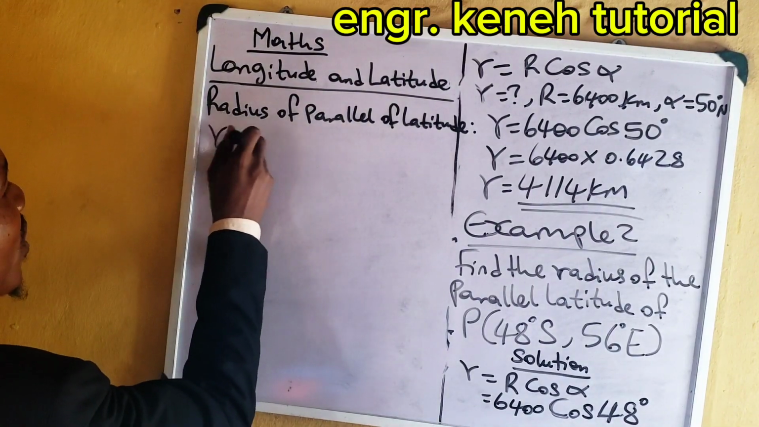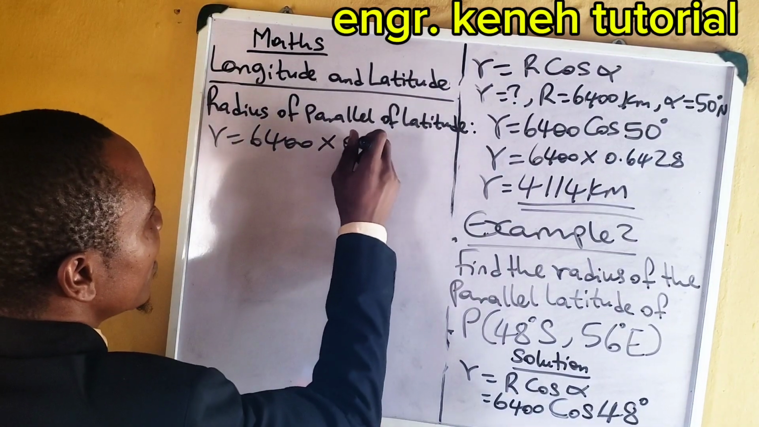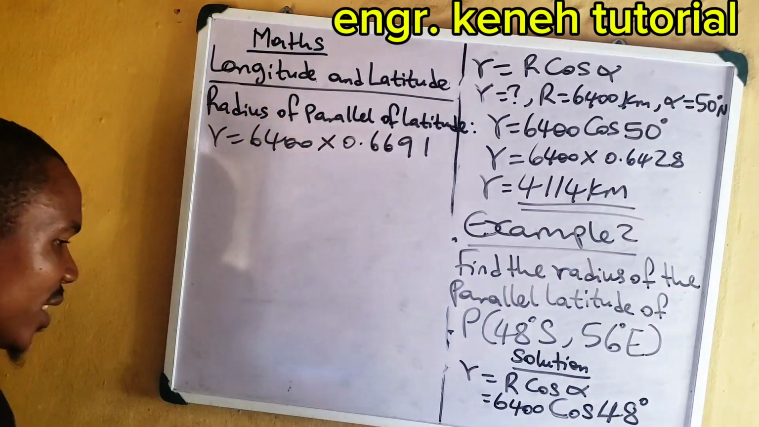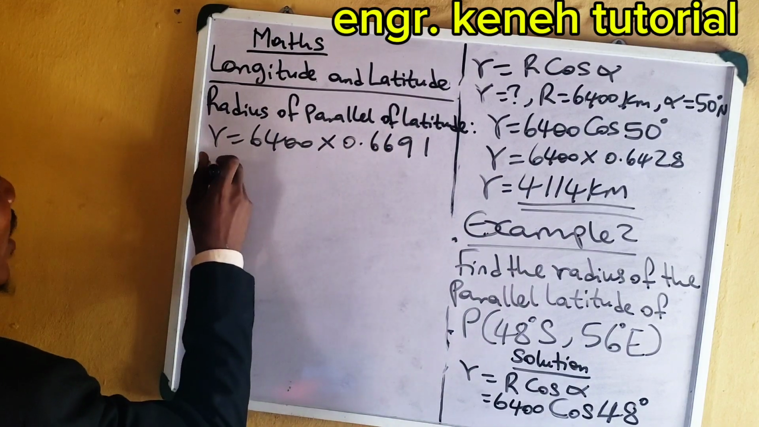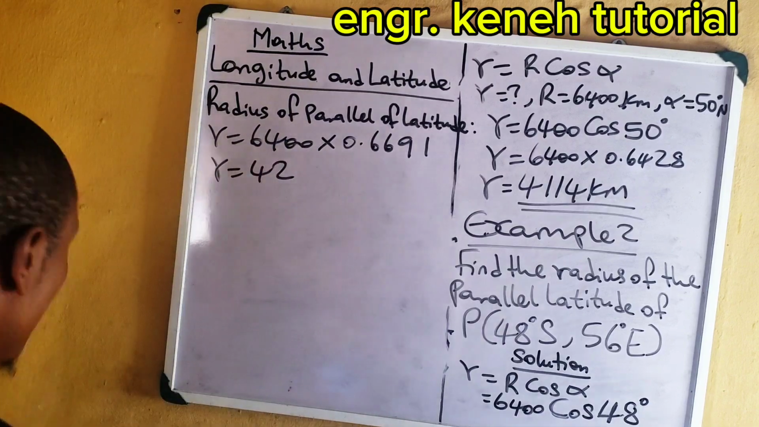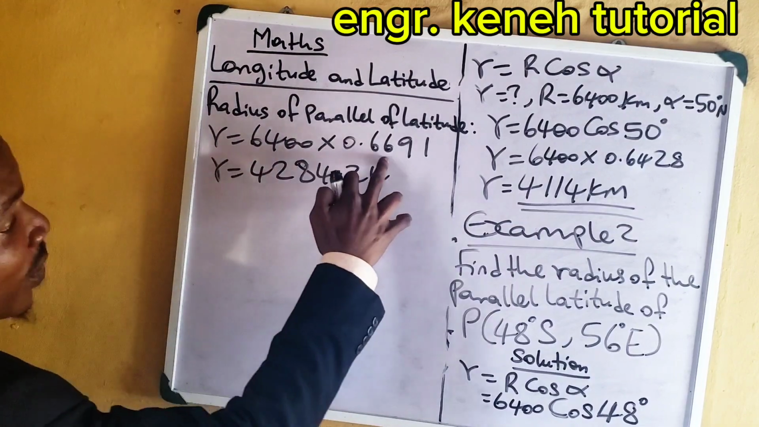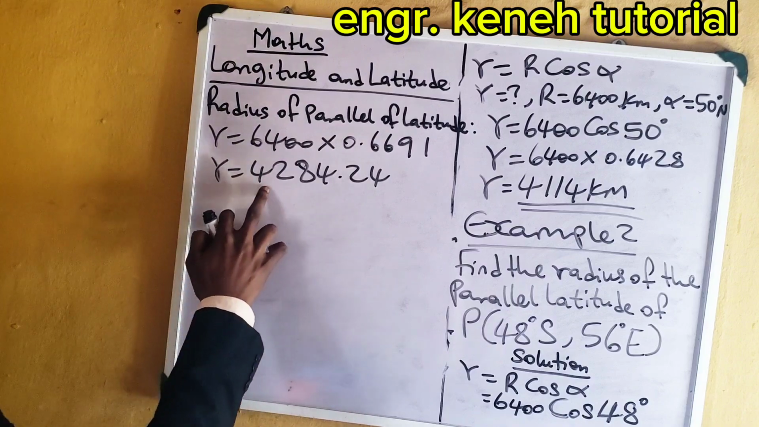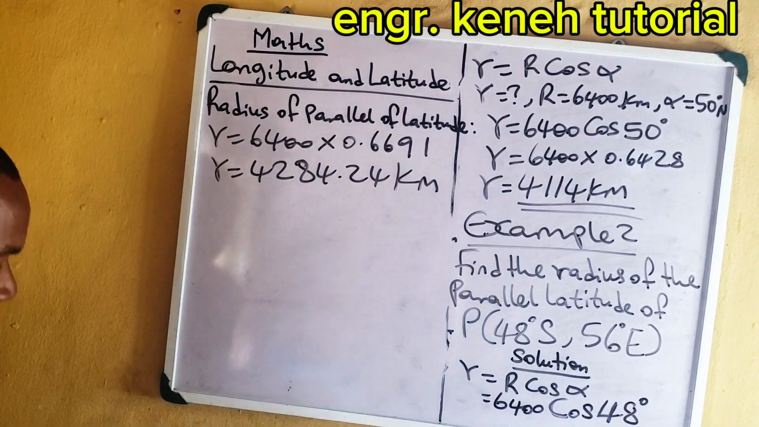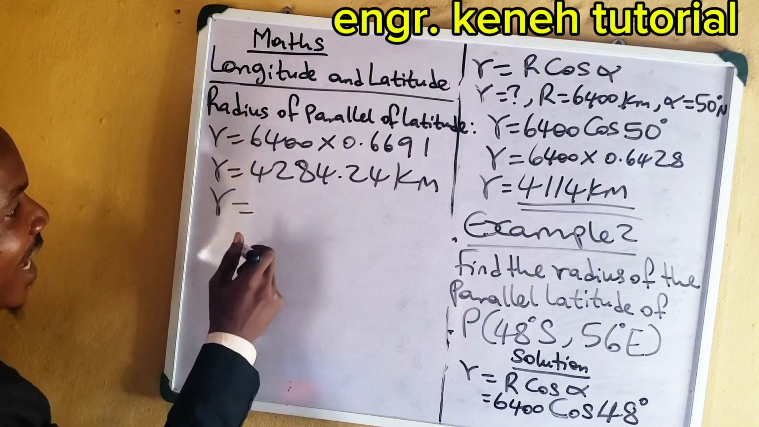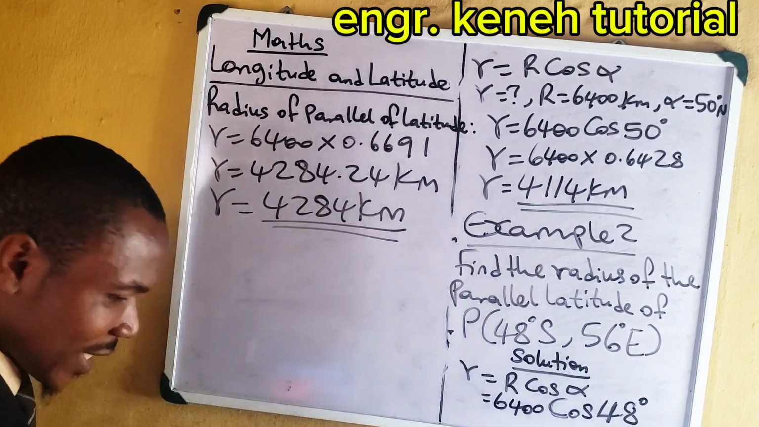We have r equals 6,400 cos 48 degrees. Cos 48 degrees is 0.6691. So we multiply 6,400 by 0.6691, and it will give us r equals 4,284.24 kilometers. Often we approximate to the nearest whole number, so r equals 4,284 kilometers. That is how this can be solved.